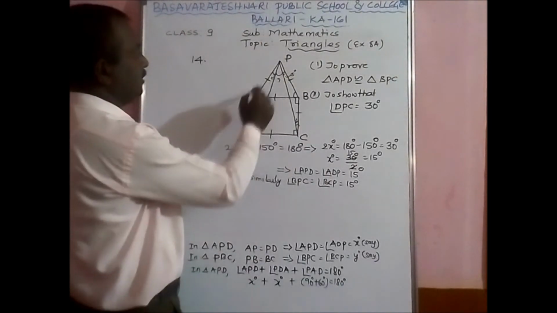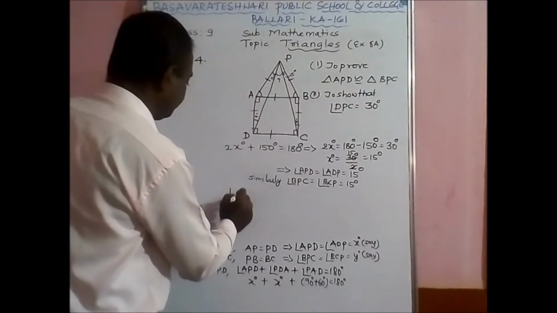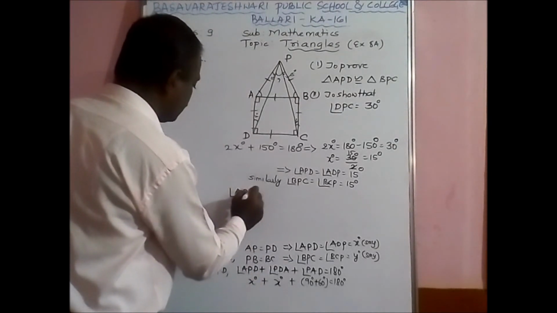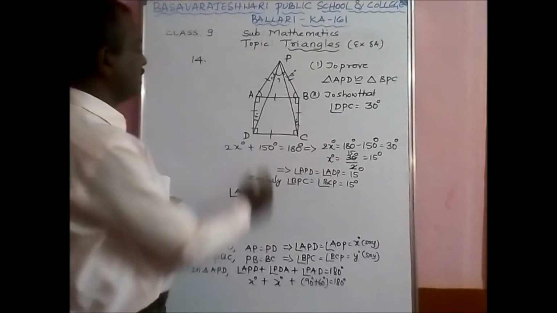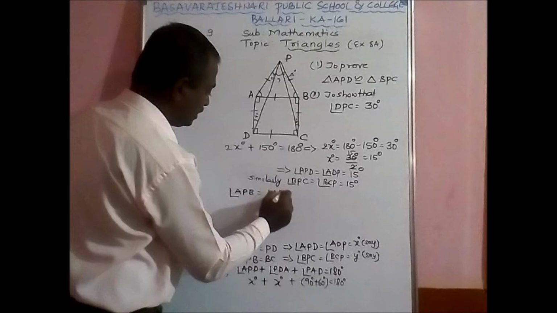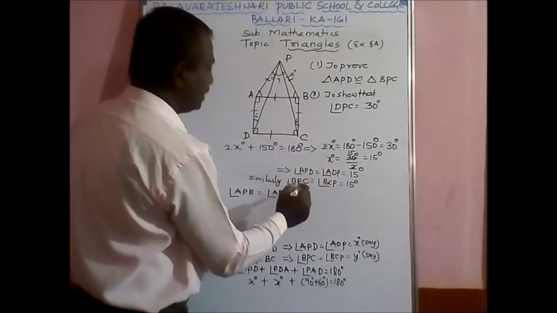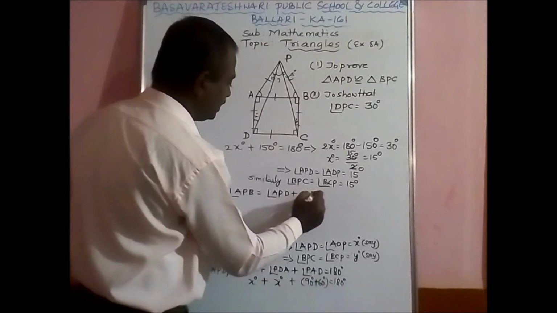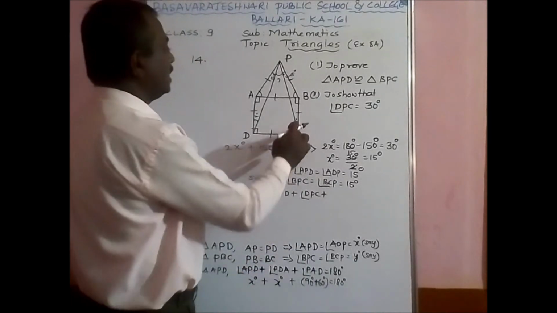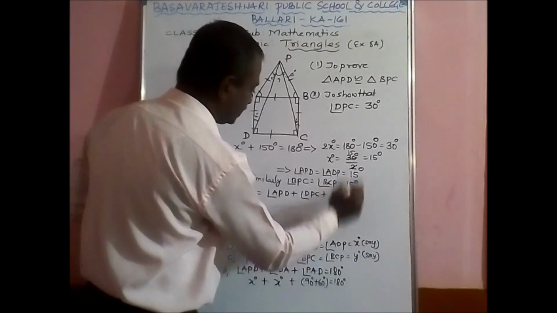Now we have to find out how much this is. We know angle APB is equal to 60 degrees. So angle APB is equal to, how many angles are there here? Angle APD plus angle DPC plus angle BPC. Correct? Three angles are there in that.